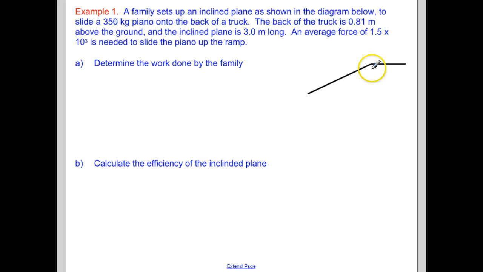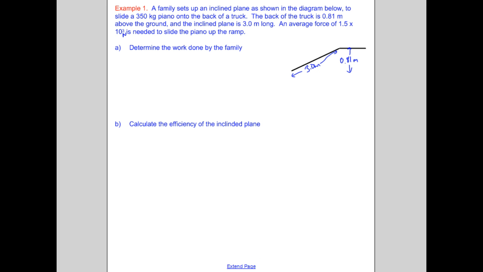The back of the truck is 0.81 meters high, so 0.81 meters is how high off the ground the truck is, and the inclined plane is 3 meters long, and an average force of 1.5 times 10 to the 3 newtons is needed to slide the piano up the ramp. So these questions will be broken down for you just like you see here. But what we want to do is first determine the work done by the family.